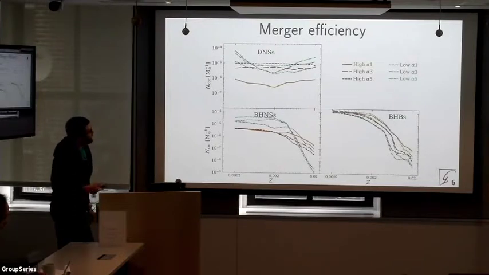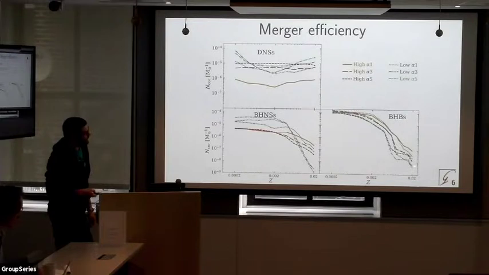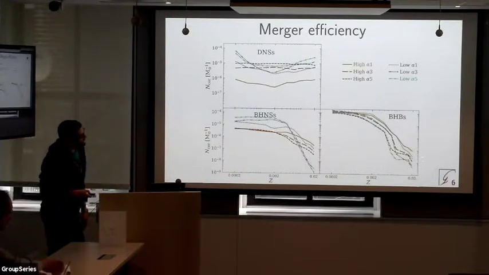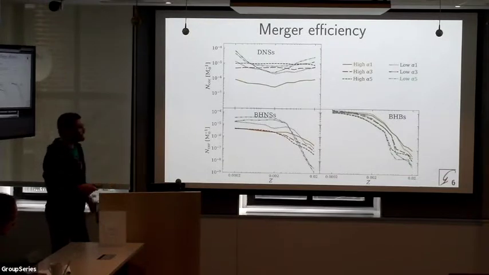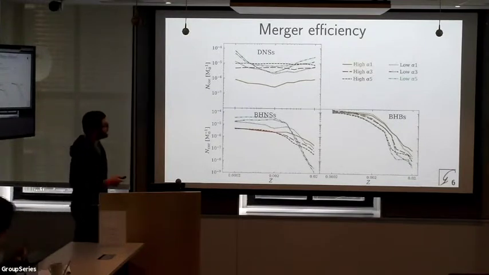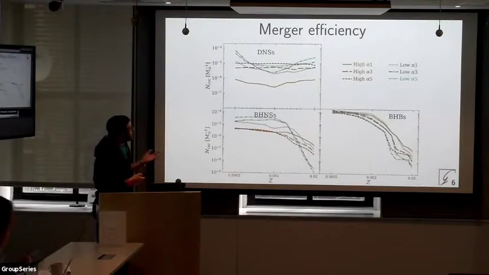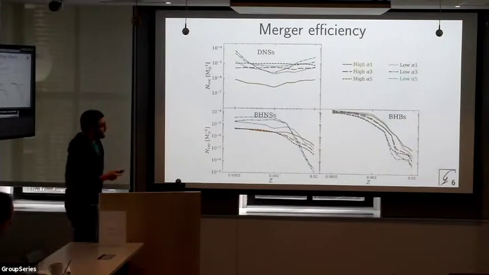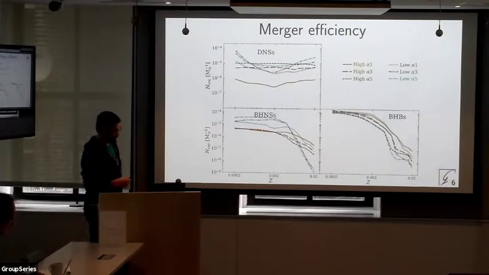The interesting thing here is that we find that for both black hole binaries and black hole neutron stars, there is a strong dependence on the metallicity. We have a higher merger efficiency at low metallicity. Instead, for double neutron stars, we don't see such a strong effect due to the metallicity. But double neutron stars seem to be more sensitive to the value of alpha and also the prescription for the supernova kicks.